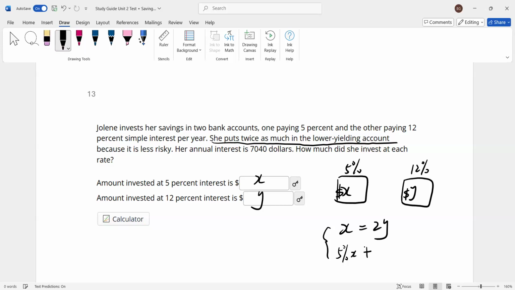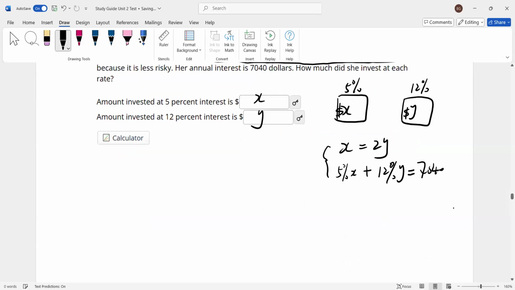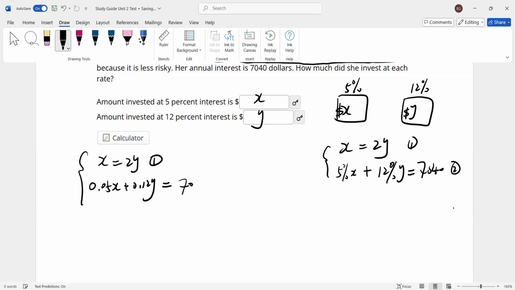Same thing, multiply 12%, the rate, by the money in the box: 12% times Y. That's the interest in dollars for 1 year from that second box. In total, 7040. Okay, so we're going to solve this. Equation 1: X equals 2Y. Equation 2, we can convert those percents to decimals: 0.05X plus 0.12Y equals $7,040.